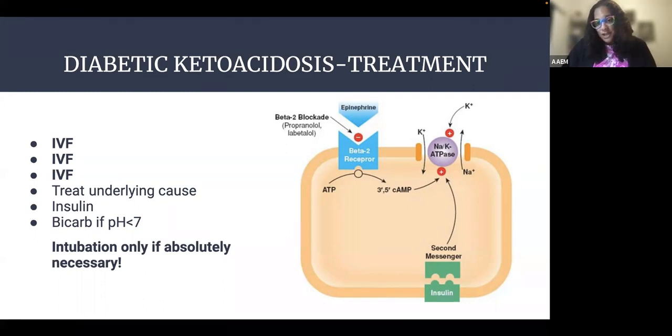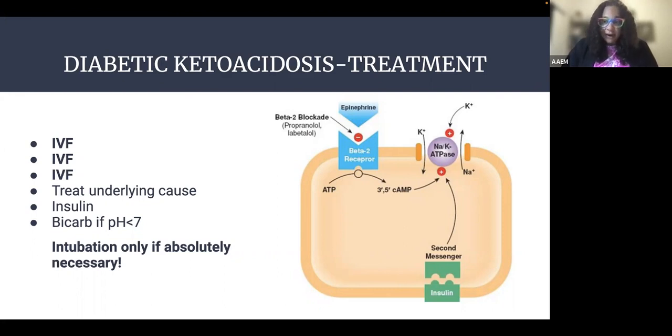Now, sometimes it gets complicated with patients who have other comorbidities and you're not sure how much fluid you can give them, how much they'll tolerate. But for the most part, fluids, fluids, fluids. Treat the underlying cause. Insulin once you have a BMP back. And bicarb if and only if their pH is less than 7.